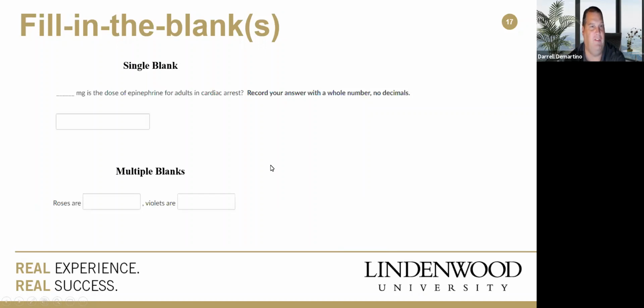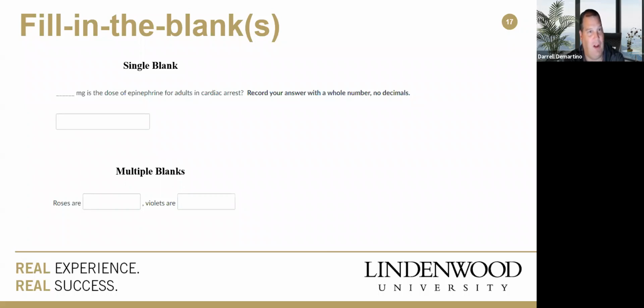The first one is the single blank. Blank milligrams is the dose of epinephrine for adults in cardiac arrest. Notice I've added some instructions to the end: record your answer with a whole number, no decimal. So in this case, it'd be 1 milligram, and I would expect the person to type the number 1 in this dialog box. Some computer software will auto grade, and then you're looking for the number 1 and not 1.0 or 1.00 or ONE.